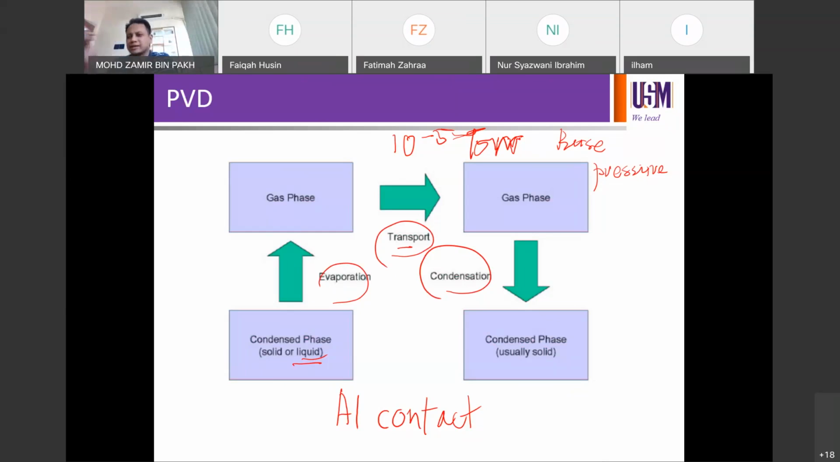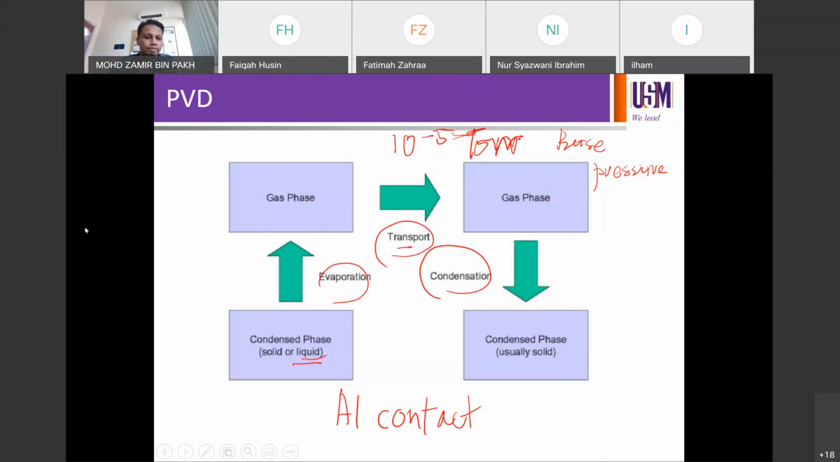So this is more or less what's happening to the material in the PVD process. Nanti if you look into any specific process, it's going to be slightly different. But generally, this is what it experiences: evaporation, transport, condensation. Then you get your material on the substrate.